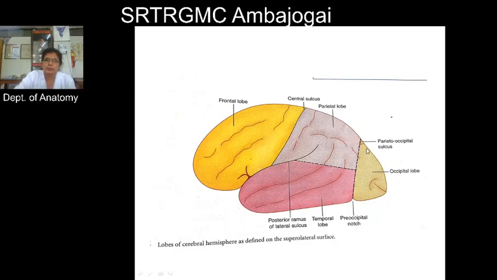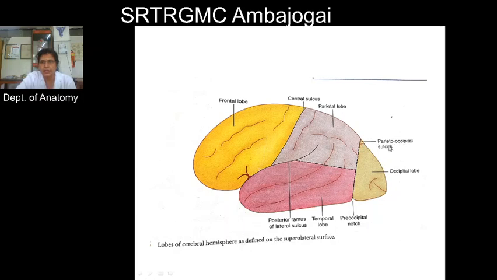Then, posteriorly at the superomedial border, there is one sulcus that appears, the parieto-occipital sulcus. This parieto-occipital sulcus is mainly present on the medial surface, but its upper end, or posterior part, crosses the superomedial border and reaches the superolateral surface, about 5 cm in front of the occipital pole.